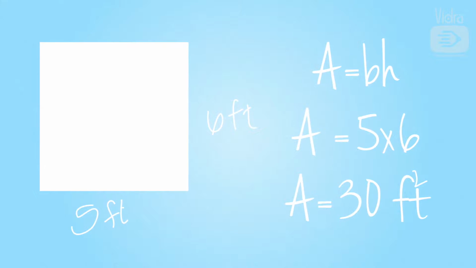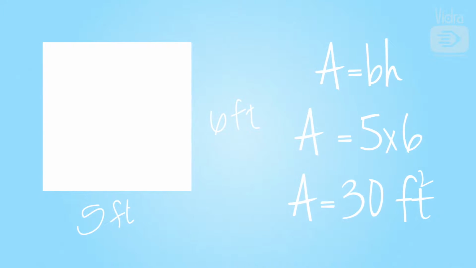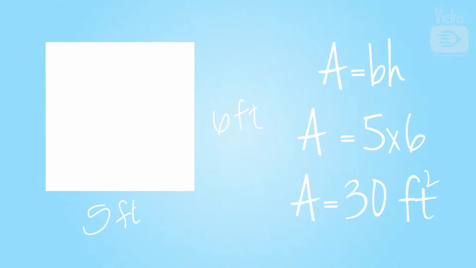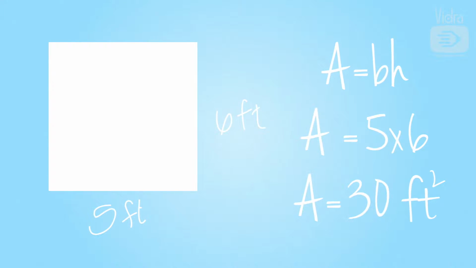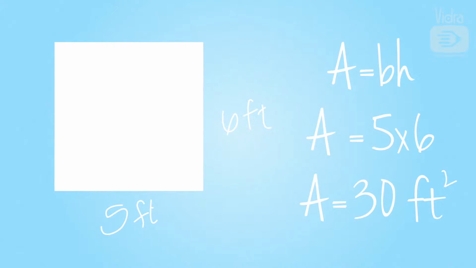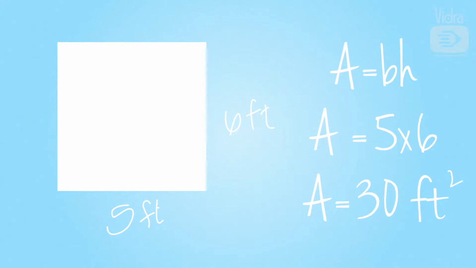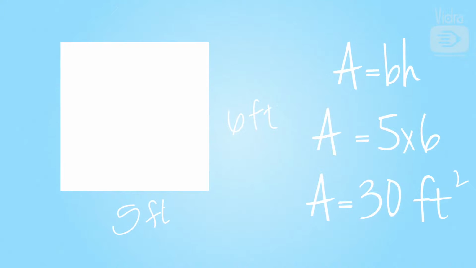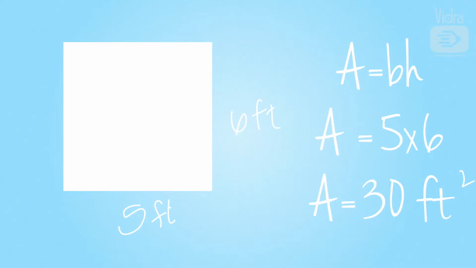Let's take a look at this rectangle. It has a base of 5 feet and a height of 6 feet. We use the area formula. Area equals base times height. So we plug in the numbers. Area equals 5 times 6. And we know that 5 times 6 is 30, so area equals 30 feet squared.